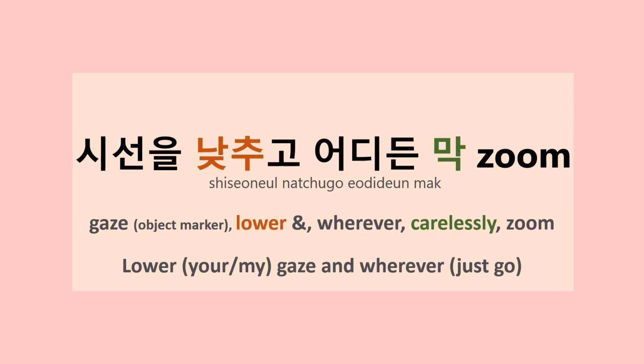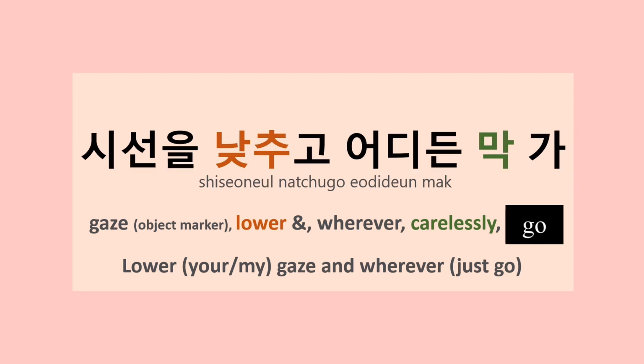시선을 낮추고 어디든 막 zoom. Okay, obviously this is an incomplete sentence in Korean, so let me make this a complete sentence. In order to do that, I need to add a verb at the end. So I will add the verb 가, which means go. So here, 시선을 낮추고 어디든 막 가. Okay, this now becomes a complete sentence.